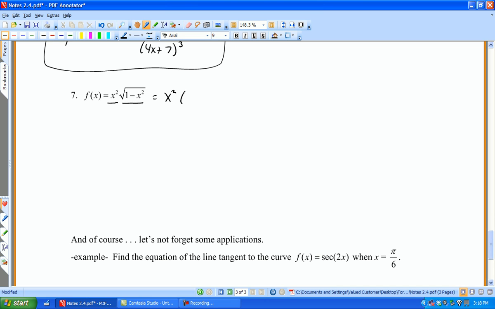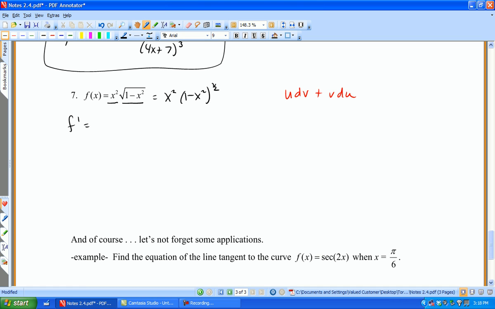You might think of that as x squared times 1 minus x squared to the 1/2. Okay, just a quick review of product rule, u dv plus v du. All right, let's do it. If you think you want to try it on your own, pause the video, try it on your own, and then take a look at the answer. All right, here we go.